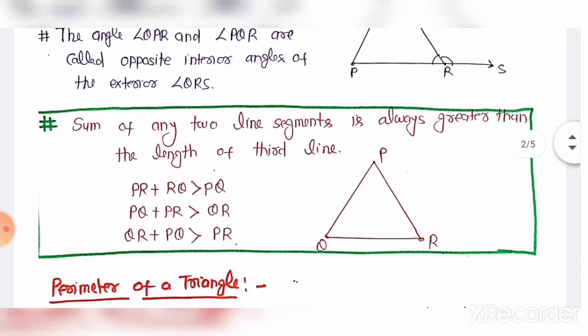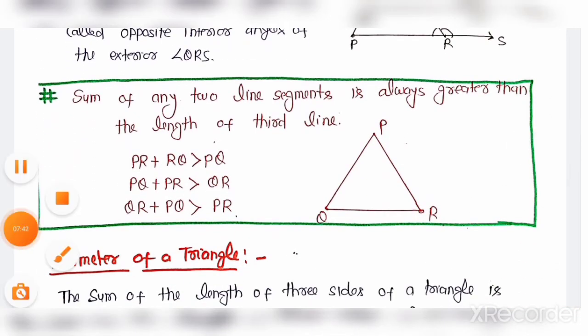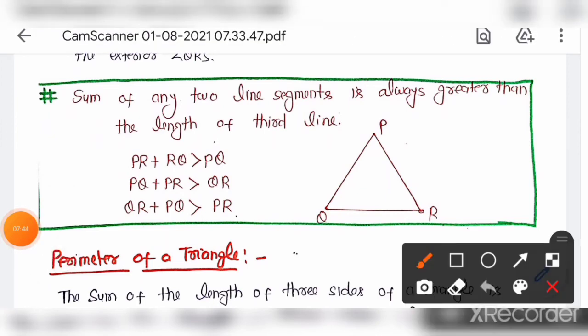So the next point is the sum of any two sides. This is an important point related to a triangle. The sum of any two line segments is always greater than the third. It means in any triangle, this is the most important property: the sum of any two sides of a triangle is greater than the third side. If a triangle is formed, this property is fulfilled. If this property is not fulfilled, the triangle cannot be formed.